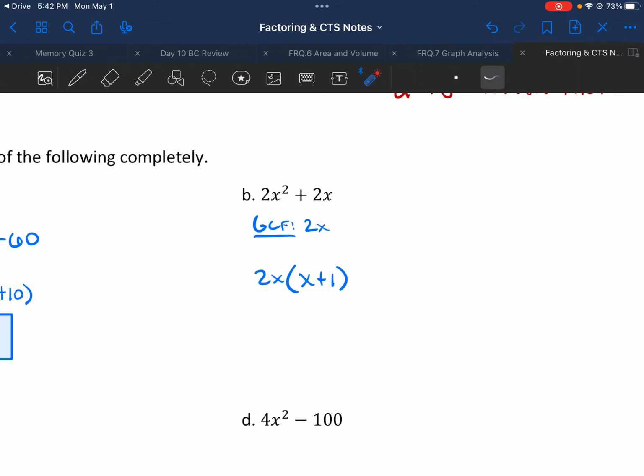Notice when you factor something out, you can re-multiply to check. 2x times x is 2x squared, check. 2x times 1 is 2x, check. Notice also that once we've done that, there's nothing more we can do with the inside term. This is fully factored, so we're done.